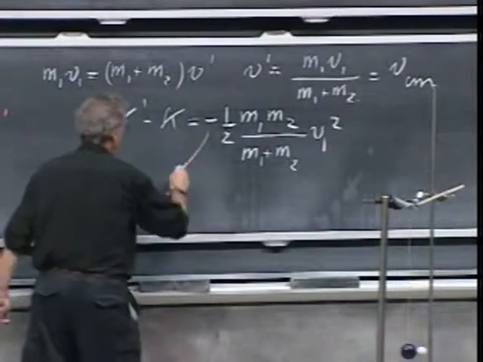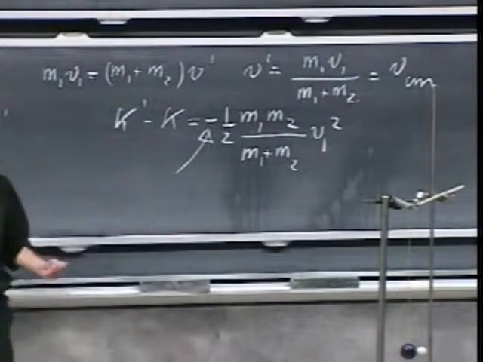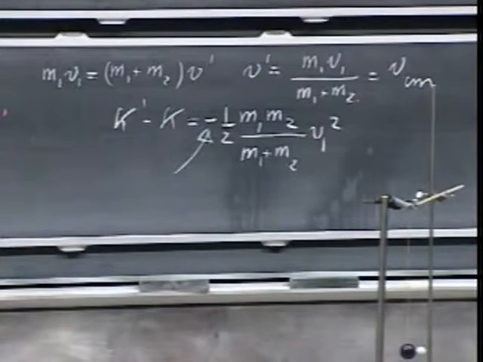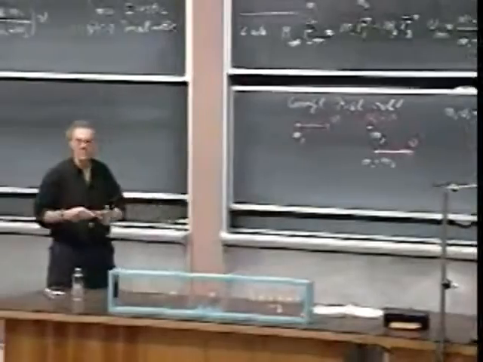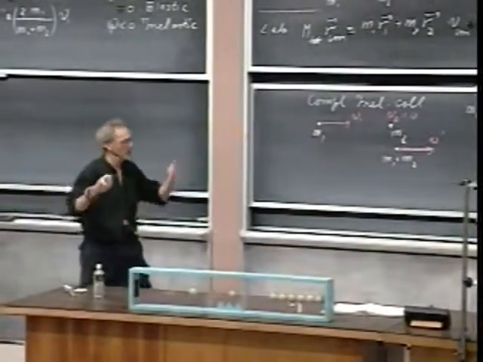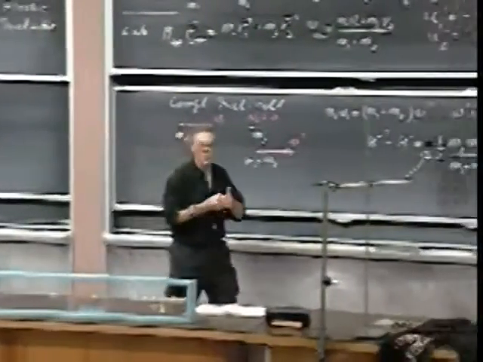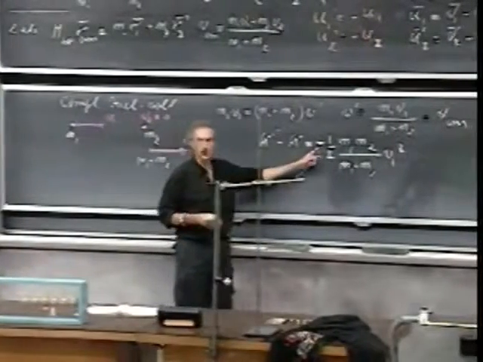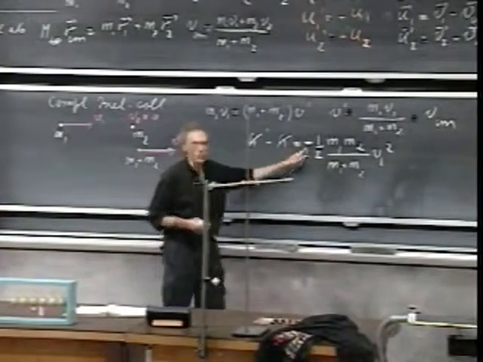The minus sign is predictable. We lose kinetic energy. When there is a completely inelastic collision, as we saw in the last lecture, you lose kinetic energy. We saw it in every single case. That's what the minus sign means. This is Q.